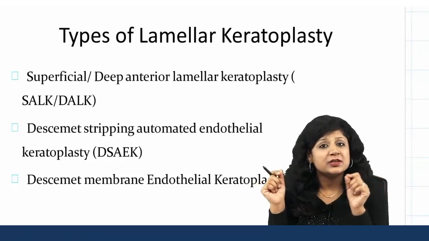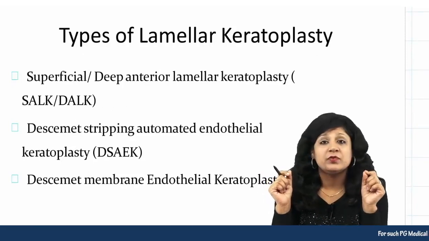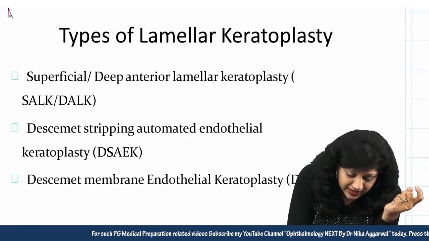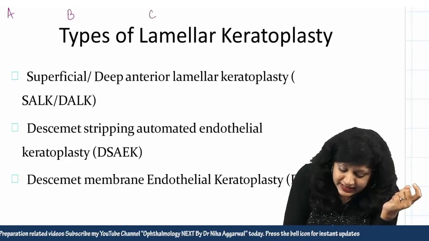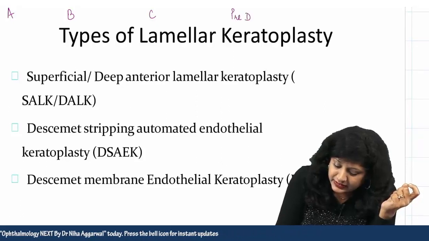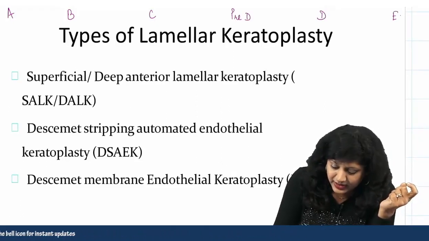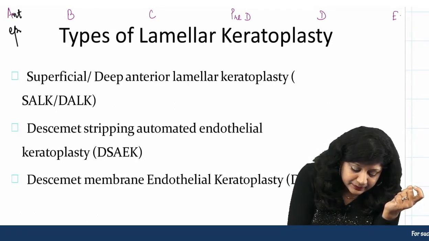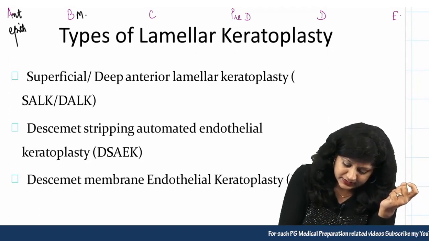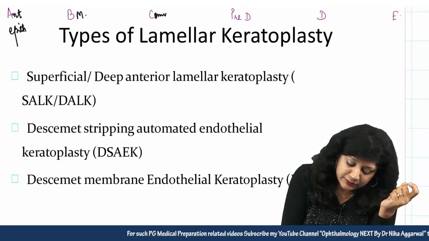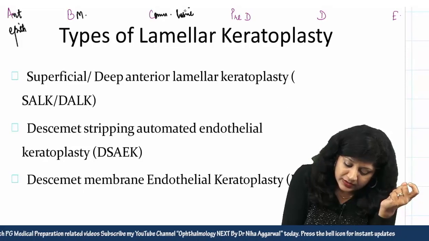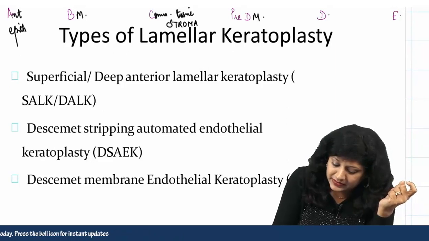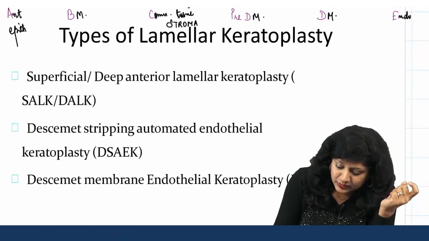Now how many layers in cornea? We have got 6 layers in cornea, which you can easily remember with the help of A, B, C, pre-D, D and E. Okay, so A is for anterior epithelium, then B for Bowman's membrane, C for the connective tissue stroma, pre-Descemet's membrane, Descemet's membrane and endothelium.